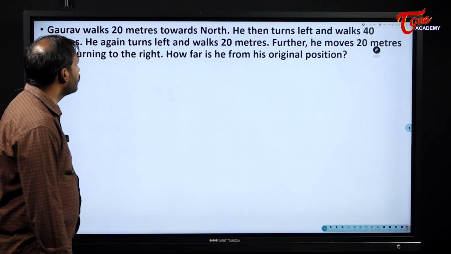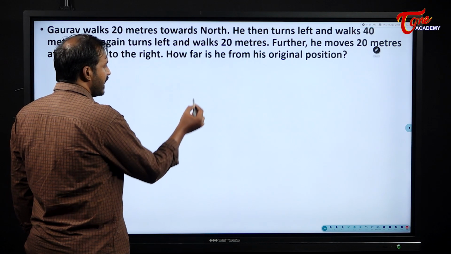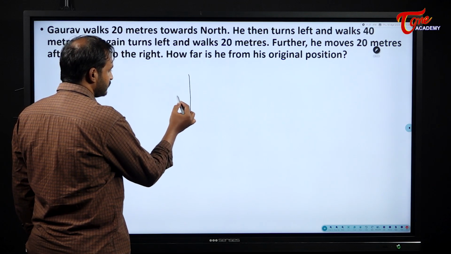Now see here, Gaurav walks 20 meters towards north. Assume that this is the starting point and he is walking 20 meters towards north.